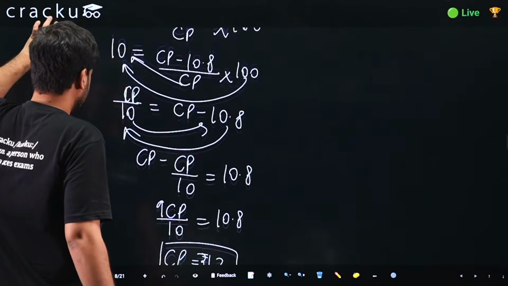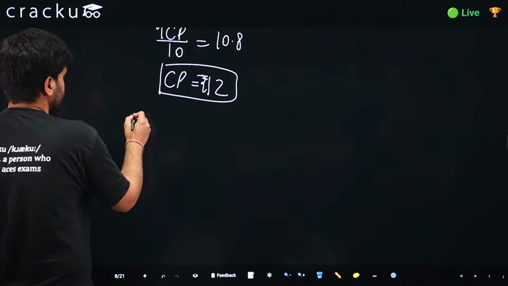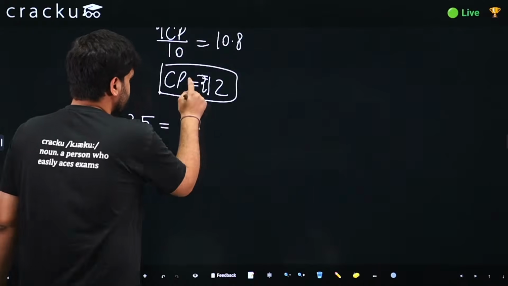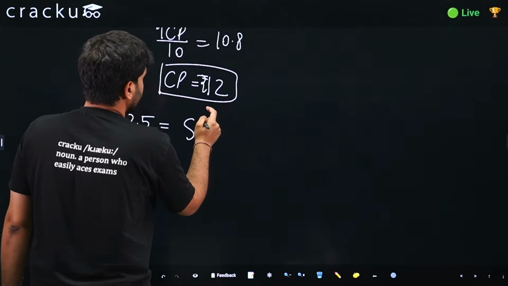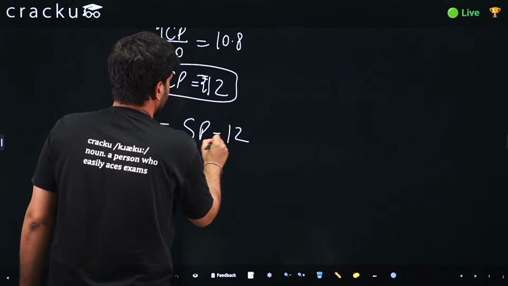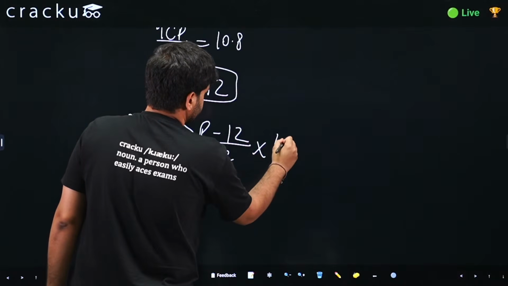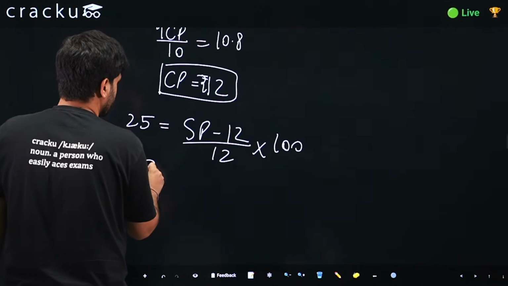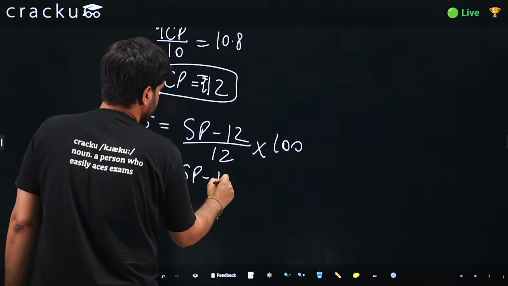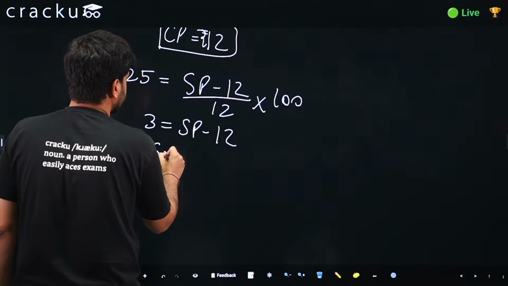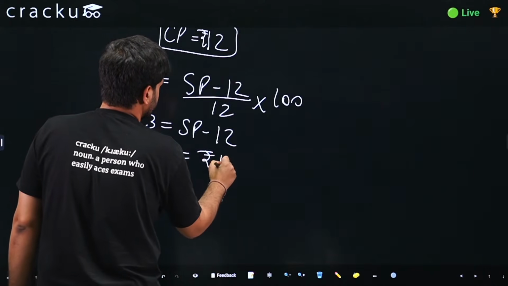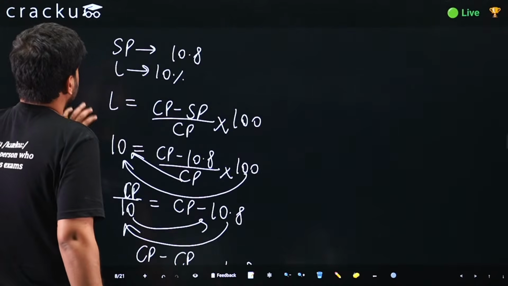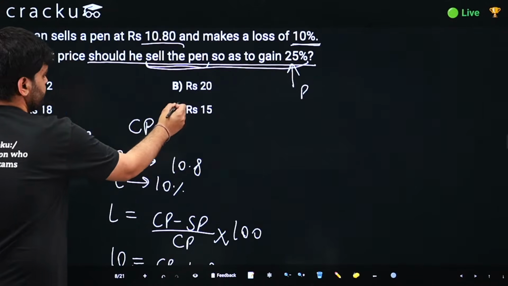So let us write the formula for profit. Profit 25% equals SP, which we are required to find, minus CP, cost price is 12 here, upon 12 into 100. So if we cross multiply, this would be 3 equals SP minus 12. So selling price comes out as 15 rupees. This would be the selling price. Option D.